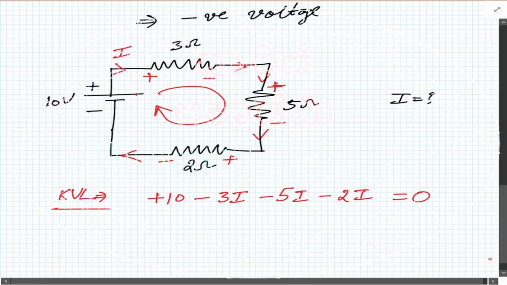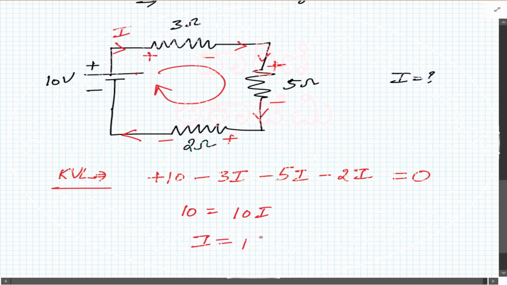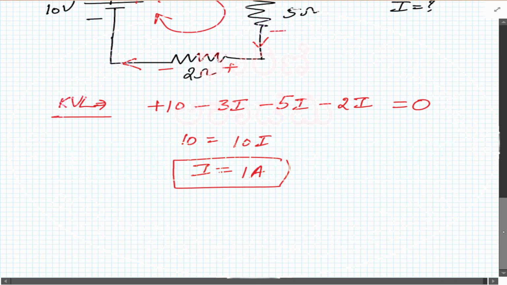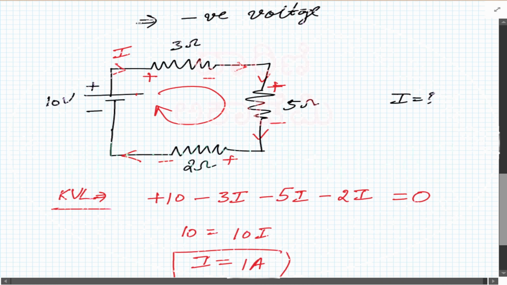Now the question is to find the current. So move all the terms containing current to the other side. So 10 is equal to minus 3 becomes plus 3 when it moves to the other side. The same thing is going to happen with the 5 and 2. So 5 plus 2 plus 3 is again 10. So this is 10I. So if you want to calculate current I, this is 10 by 10, which is 1 ampere. All right. So that is a very simple application of what is called as the KVL.